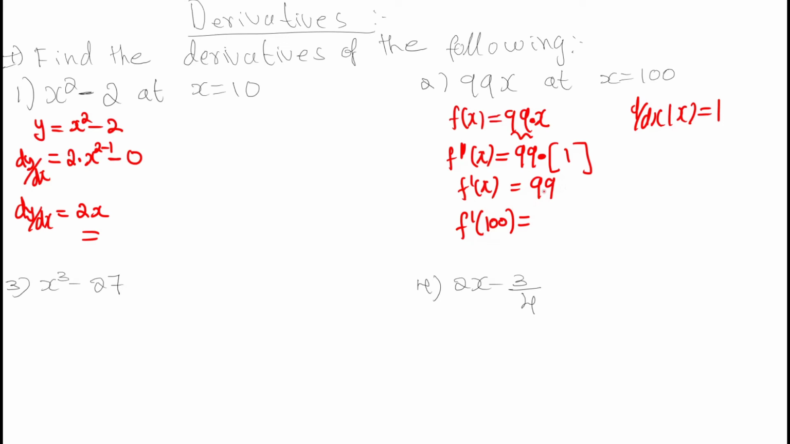So f dash of 100, its value will never change. It will remain as 99 only. So f dash of 100 value is also equal to 99.